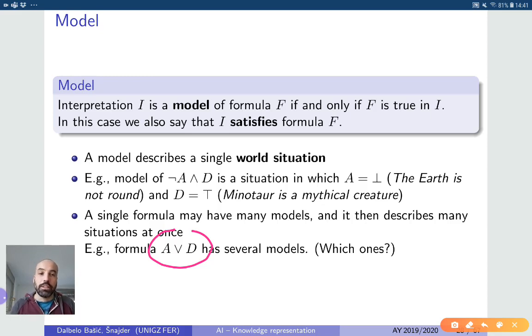Right, so since there are 3 models for this formula, in a way this formula describes the world using 3 world situations in which A and D are both true, or just one of them is true. I'm not sure how the world looks. All these 3 are possible. The only situation that's not possible is for both A and D to be false, since this interpretation is not a model of my formula. Okay? Good.